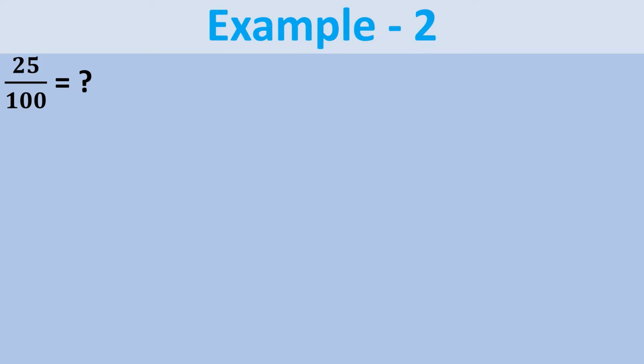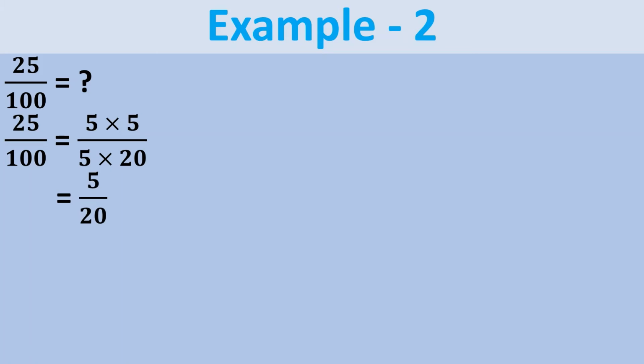We know that the last digit of the numerator is 5 and the last digit of the denominator is 0. From that, it is understood that 25 and 100 are divisible by 5. So we can write 25 as 5 times 5 and 100 as 5 times 20. Cancelling the 5, which is common in both numerator and denominator, we get 5 by 20. We all know that 5 times 4 is 20. So cancelling 5 and 20, we get 1 by 4.